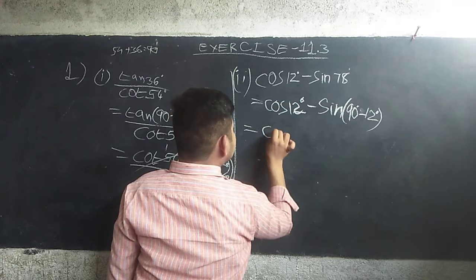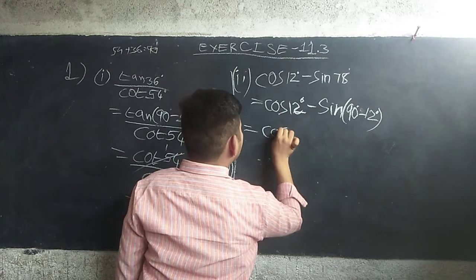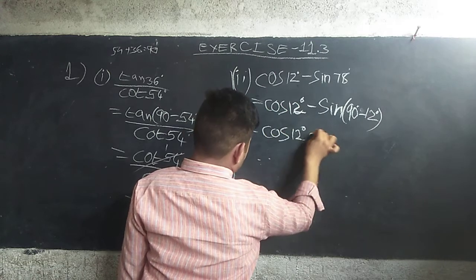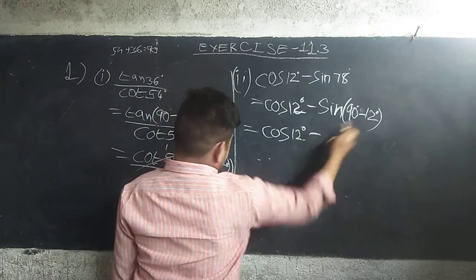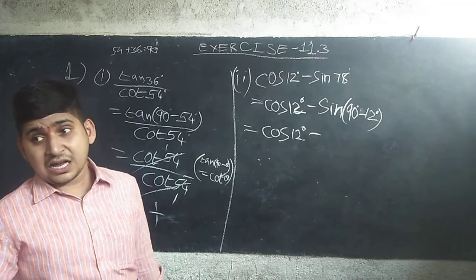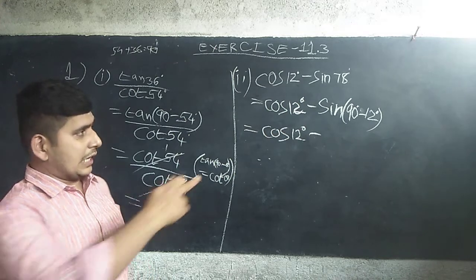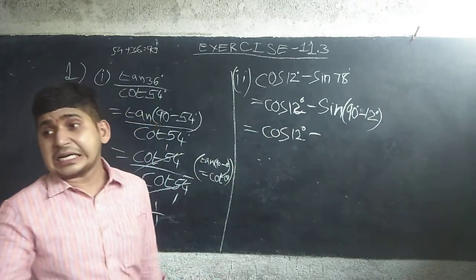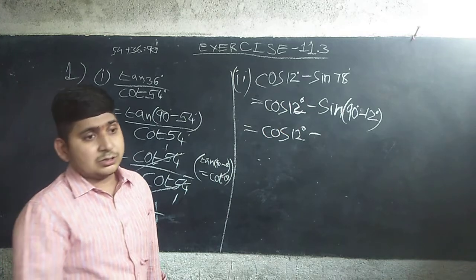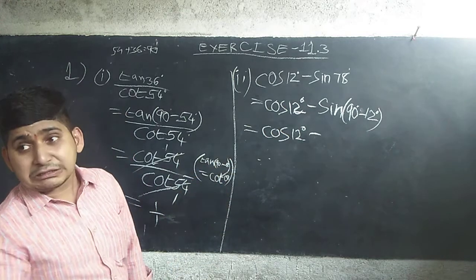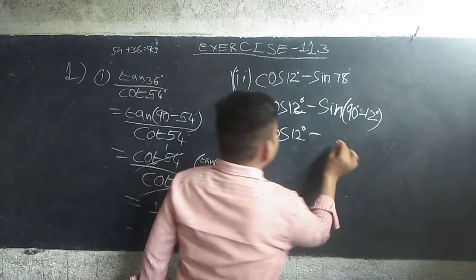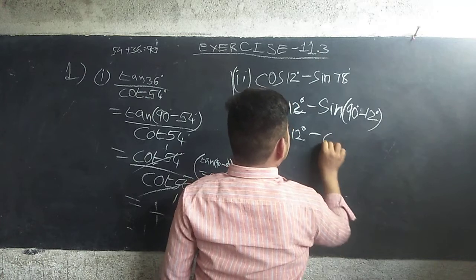Cos 2 degrees equal to what? Now it is in the form of sin 90 minus theta. Sin 90 minus theta equal to cos theta. Sin 90 minus theta comes under the first quadrant, where all are positive. Since 9 is an odd number, sin changes into cos. So cos 2 degrees minus cos 2 degrees.